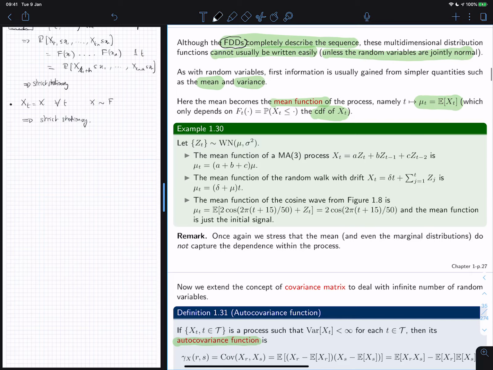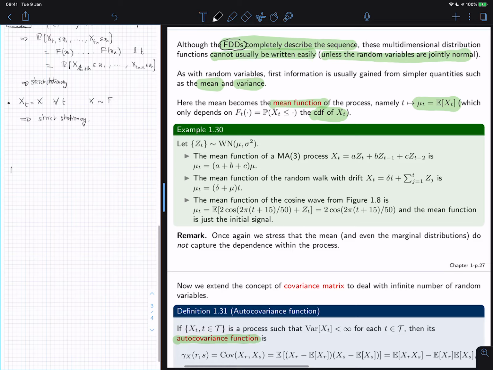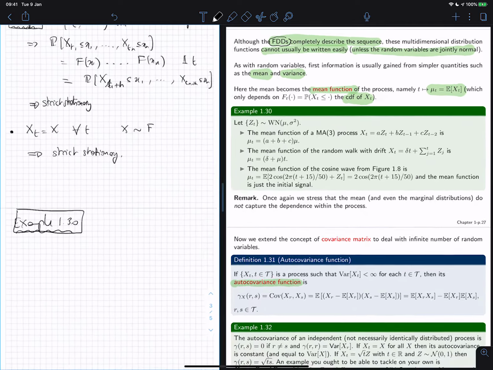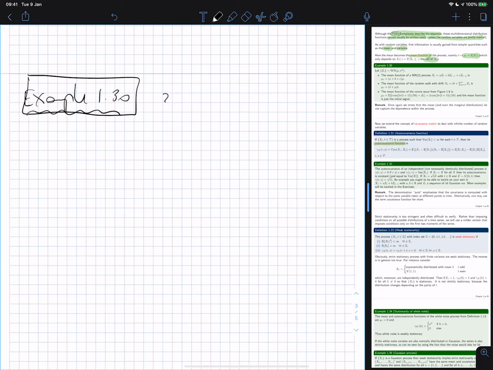So let's have a look at a few examples. Example 1.30. The computations I'm going to be doing are supposed to be quite easy. We take Zt, which is white noise with fixed mean mu and fixed variance sigma squared. And we know that the Zt have covariance 0. That's the definition of white noise.